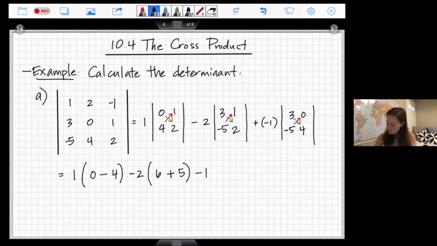Then there's a -1 for the last little matrix. I'm going to multiply in the green direction. 3 times 4 is 12. Minus, multiply in the red direction. -5 times 0 is 0. And the rest is just arithmetic. So 1 times -4, minus 2 times 11, minus 1 times 12.